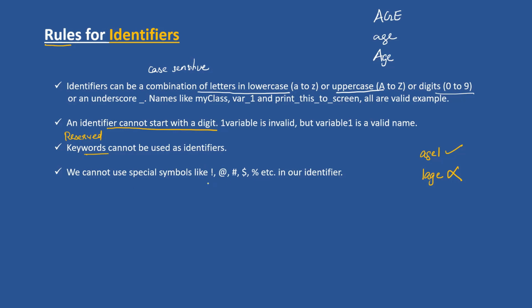Now, we cannot use special symbols inside our variable name, and you cannot use space characters also inside a variable name. For example, age1 without space is okay. Age space 1 is not valid. So these are the rules for identifiers, not just for variable names. Later we will discuss, let's say, functions.